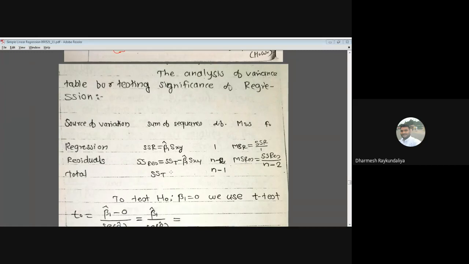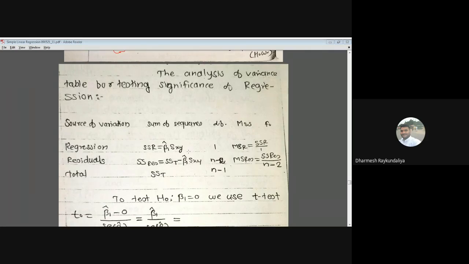What is the degree of freedom associated with regression? It is only 1. What is the degree of freedom associated with the total? It is n minus 1. So what is the degree of freedom of residuals? Total minus degrees of freedom of regression: n minus 1 minus 1 is n minus 2. Mean square is the ratio of the sum of square divided by the corresponding degree of freedom. MS due to residual is the sum of square due to residual divided by n minus 2, and F0 is the ratio of MSR upon MSE.